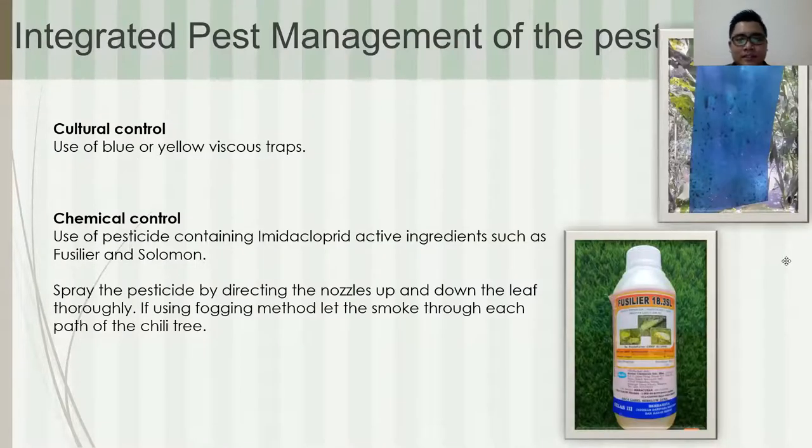So this is the integrated pest management that I usually use on fertigation farms. First is cultural control, the use of blue or yellow sticky traps. Second is chemical control, the use of pesticides containing imidacloprid as the active ingredient. We should spray this pesticide by directing the nozzle up and down the leaf, especially if using a fogging method, so that the smoke reaches each part of the chilli tree. The pesticide must make contact with all parts of the chilli plants.